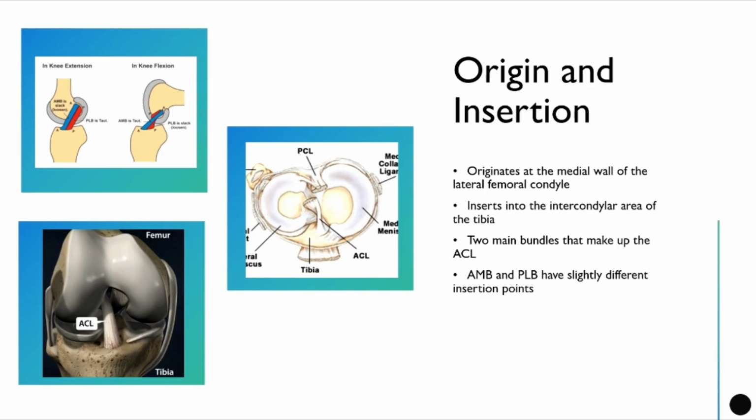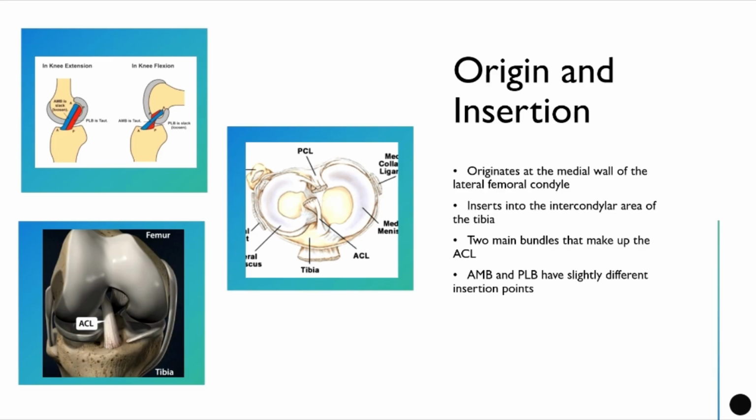The top picture shows the AMB and PLB in knee extension versus knee flexion. When the knee is extended, the PLB is taut and provides stability if the tibia were to rotate. In knee flexion, the AMB becomes tighter to resist tibial translation, or preventing the tibia from sliding more forward than the femur. The picture on the right shows a cross-section view of the origin point of the ACL.